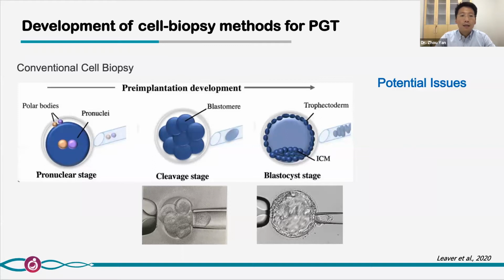This is a slide showing the development of PGT. First, it was a cell-based, biopsy-based method. Conventionally, that approach requires sampling from one or two blastomeres at the cleavage stage, or 5 to 10 trophectoderm cells at the blastocyst stage. Given that the importance of PGT for the embryo is well recognized, there are still quite a few potential issues with performing this cell-based assay.